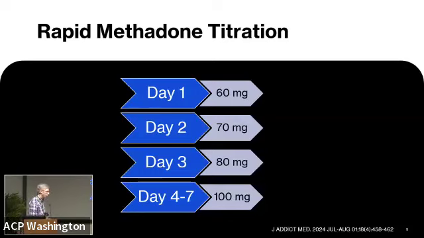The protocol allowed up to 60 milligrams of methadone on day 1, up to 70, up to 80, and up to 100 for days 4 through 7. But the actual ordering was something like 40 to 50 plus 10 if needed, and then again 60 plus 10 if needed. Most people got close to the full amount, though.